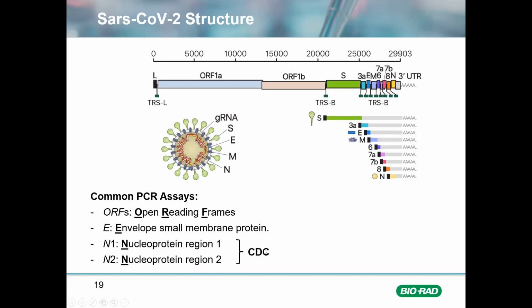Importantly, the N1 and the N2 were actually designed by the US CDC and are probably the 2 most common assays that groups are using for the detection of SARS-CoV-2 in a sample.